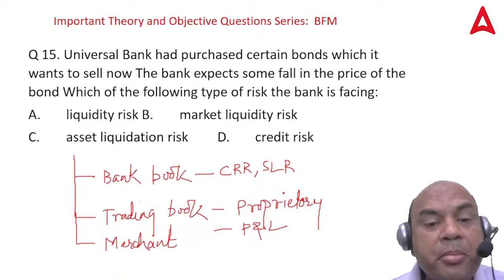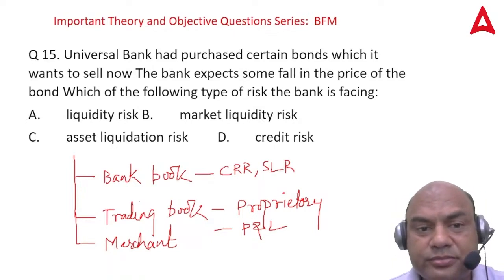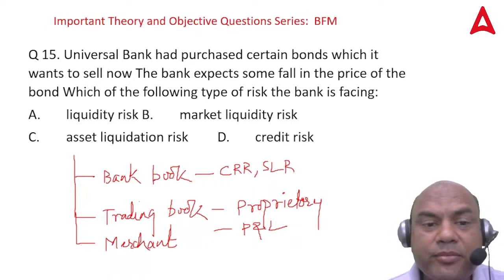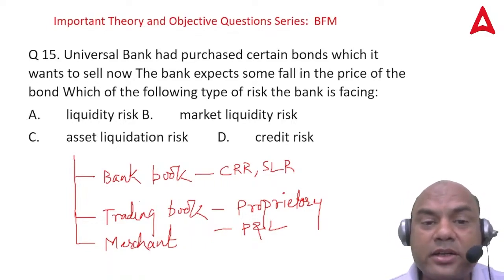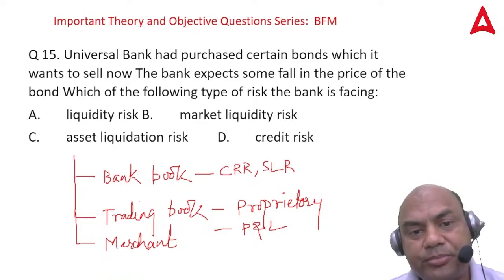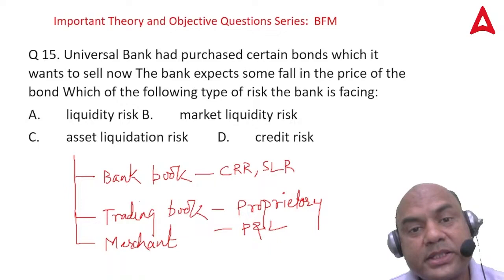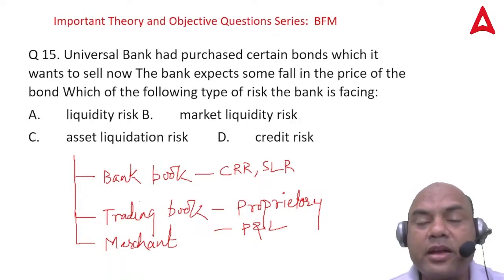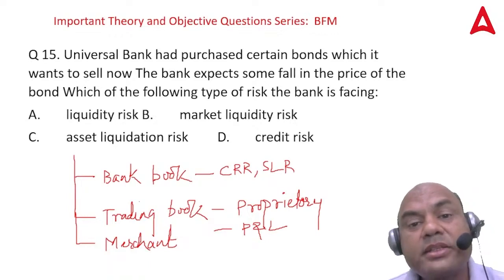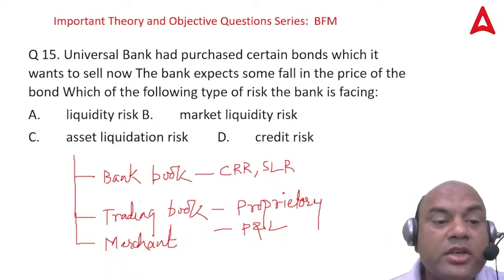What about C? Asset liquidation risk. Yeah, that can be the point. Asset liquidation means what? Specifically for my asset. What is my asset? The bond. A bond is also an asset which I have purchased. So with this asset liquidation, I'm trying to sell it, but it is getting sold at a lower price. So that is known as the asset liquidation risk. So C is the answer.